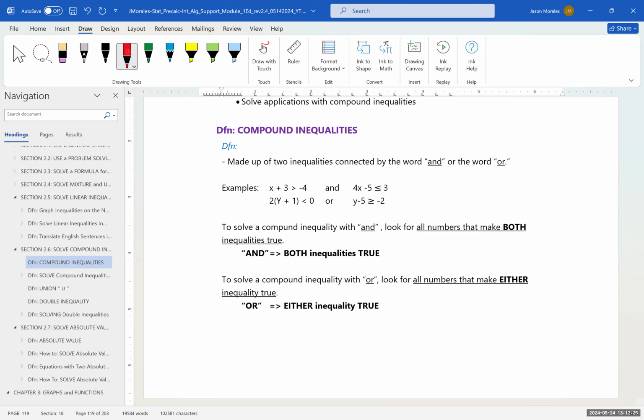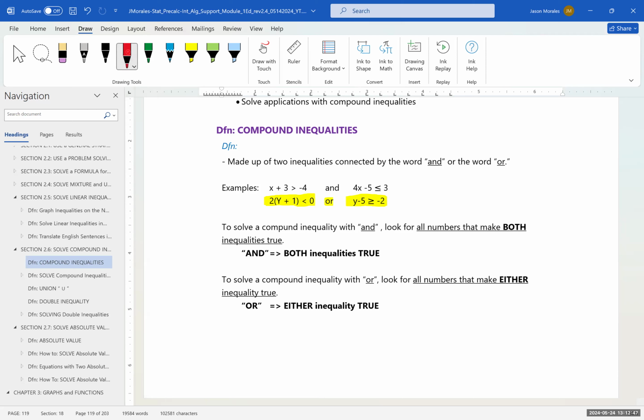So we have x + 3 > -4 and 4x - 5 ≤ 3. And the other example is 2(y + 1) < 0, or y - 5 ≥ -2.